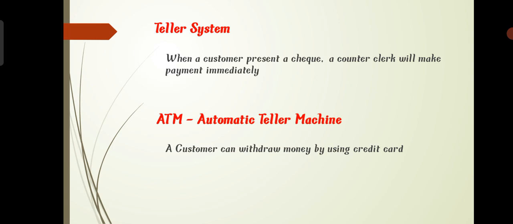The next function is ATM, called automatic teller machine. In this system, the customer can withdraw money by using a credit card. The customer who wants to avail the ATM facility will be given a code number which will be kept secret by himself. On the basis of credit limit, a customer is allowed to draw money up to 40% of his credit. This system does not involve the signature of the customer. It is important for the customer to keep his credit card and the PIN safely, or else anybody who comes to know the PIN and gets hold of the credit card can withdraw money without the knowledge of the customer.